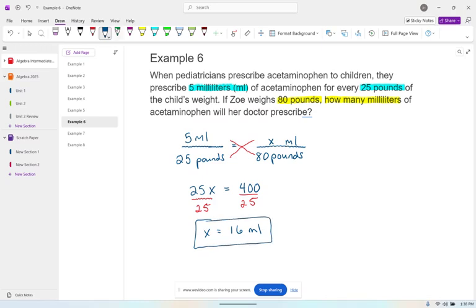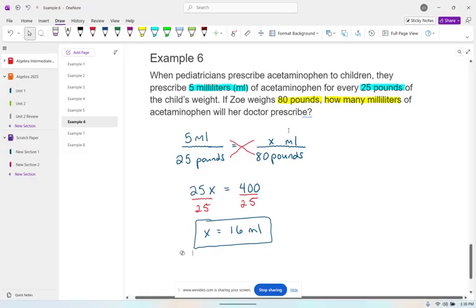So that's it. That's how you do that problem. Again, you just look for those numbers. And when you see the first two numbers, we're going to create our first ratio based off of those two numbers. So if you have any questions, please let me know.